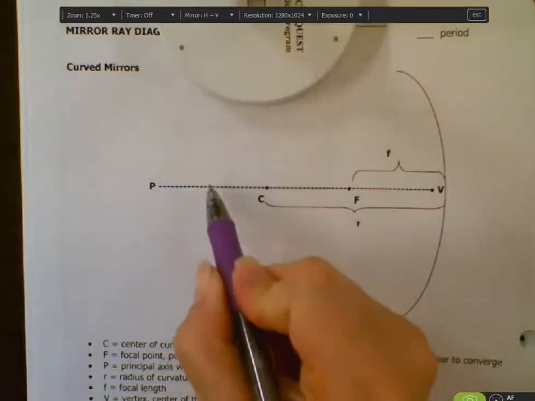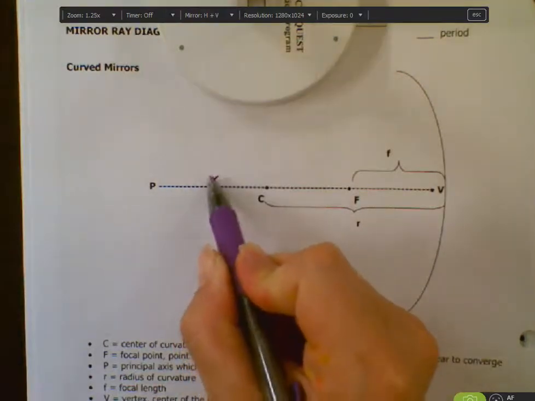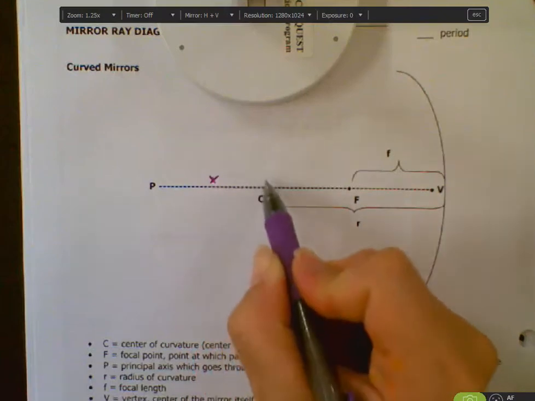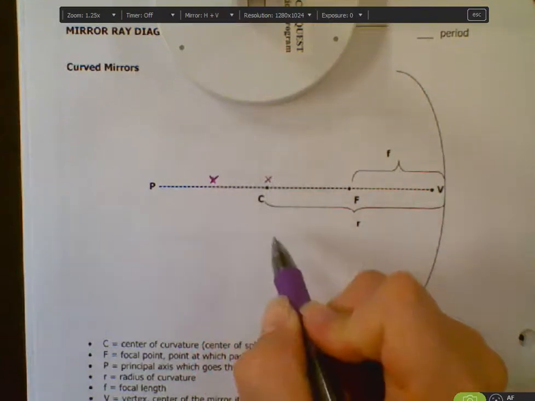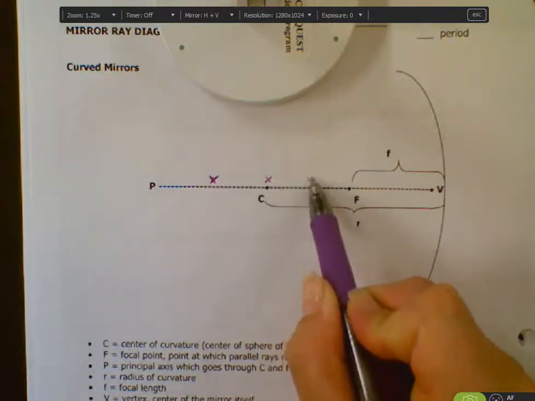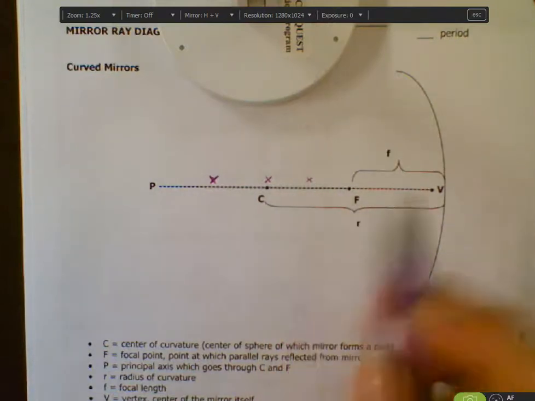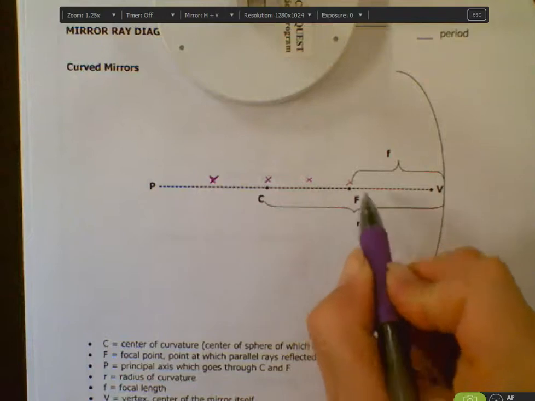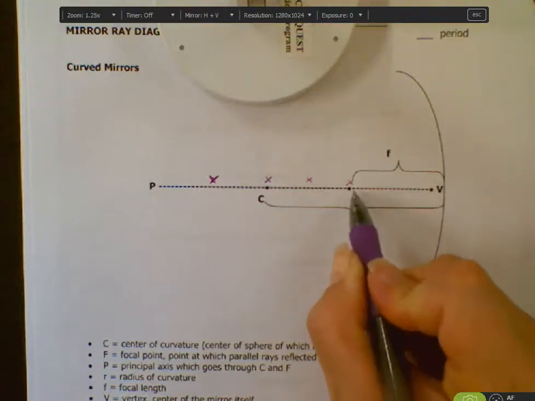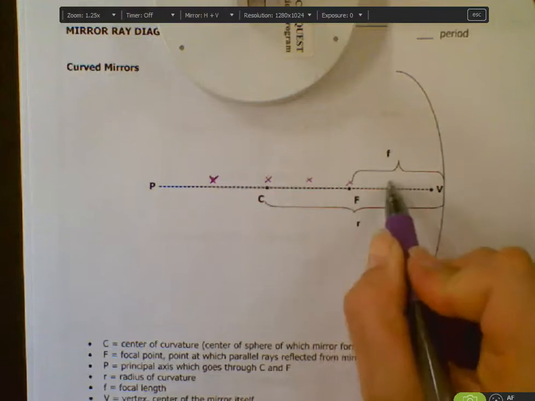So we're going to put our object beyond C to start out, and then we're going to see what happens to our image. And then we're going to put our object on C and see what happens to our image. We're going to put our object between C and F and see what happens to our image. We're going to put our object on F to see what happens to our image. And then we're going to put our object in between this point right here, your F and your V. We're going to put our object here.